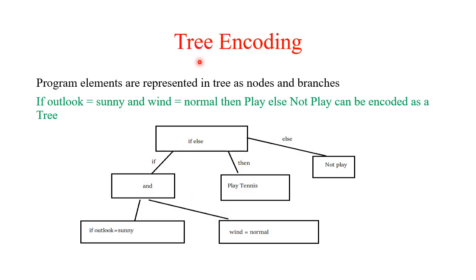Another example of tree encoding is representing a program as a tree. In the Enjoy Sport example, a hypothesis is: if outlook equals sunny and wind equals normal, then we can play. Otherwise, we cannot play. This can be encoded as a tree. The program elements are represented as nodes and branches. Here the if-else decision-making condition is shown. When we traverse this encoding tree representation, we get: if outlook equals sunny and wind equals normal, then we can play. Otherwise we cannot play.